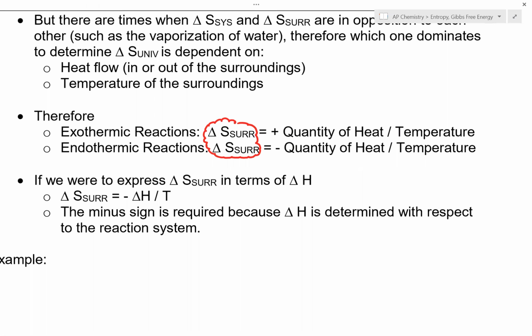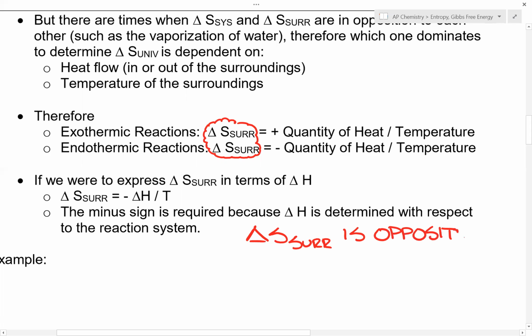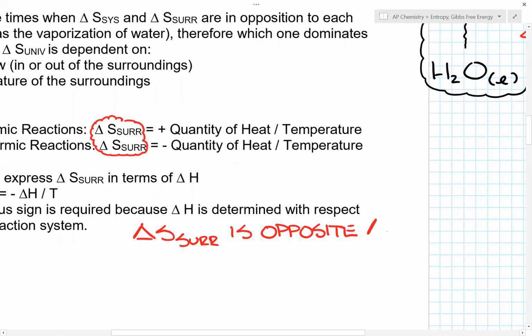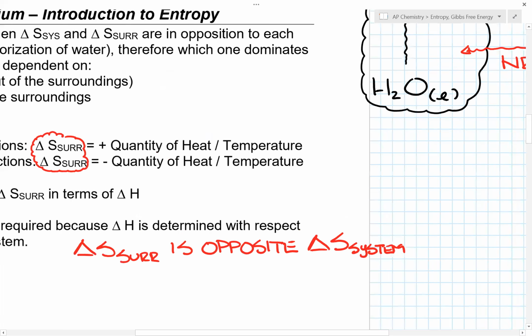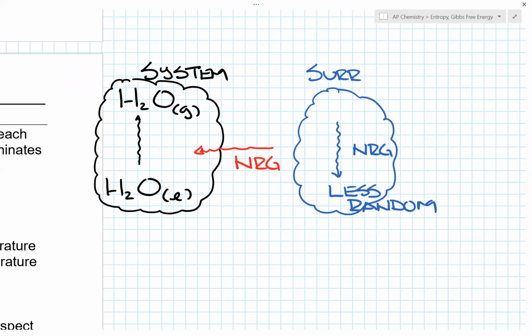So recall, another way you could think about it, delta S surroundings is opposite of delta S system. Okay, makes sense. If we look at this example of water, as the water energy goes up, the energy of the surroundings goes down, and vice versa.